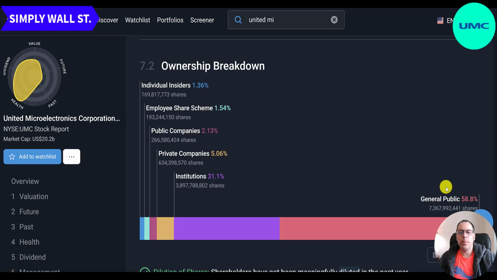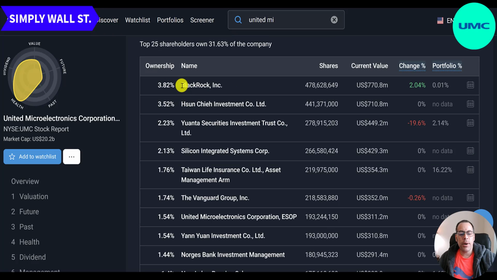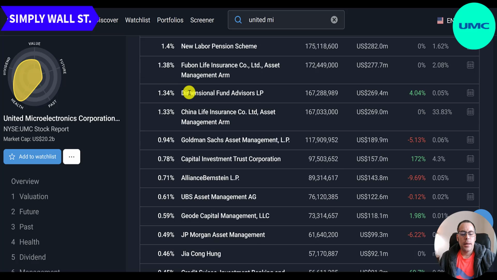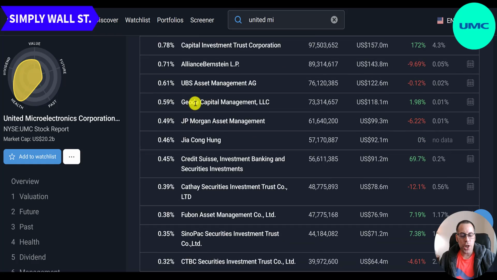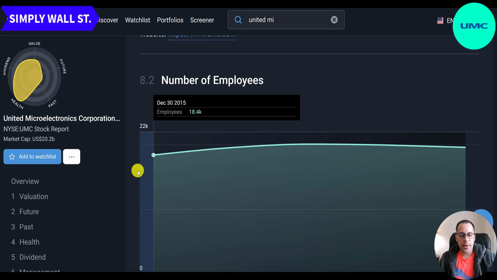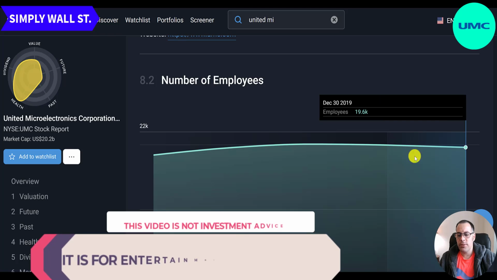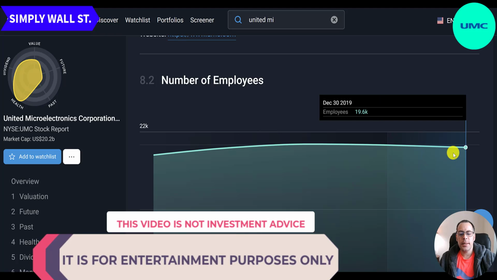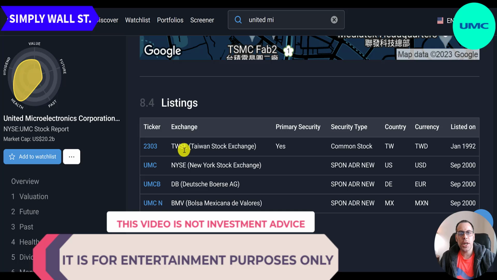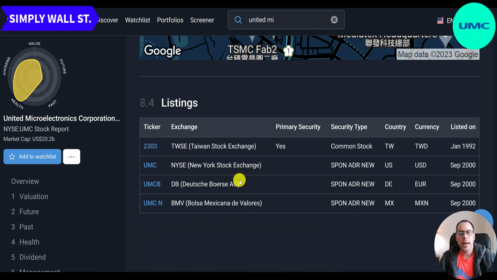59% of the company is held by the general public, 31% by institutions, 5% by private companies, 2% by public companies, 1.5% by employee shares, and a little over 1% by insiders. The biggest shareholder is BlackRock at 3.8%, then a Taiwanese hedge fund at 3.5%, and there are a lot of different shareholders, Goldman, JP Morgan. Their employee count is pretty steady, 18,000 in 2015, 20,000 in 2019. The ticker trades on the Taiwan Stock Exchange, New York Stock Exchange, Deutsche Börse, and Mexican Bolsa.